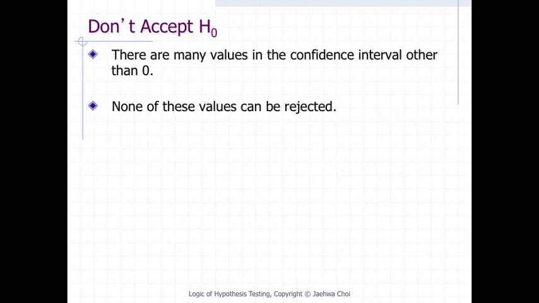Looking at non-significant effects in terms of confidence intervals makes it very clear why the null hypothesis should not be accepted when it is not rejected. Every value in the confidence interval is a plausible value of the parameter. Since 0 is in the interval, it cannot be rejected. However, there is an infinite number of values in the interval.